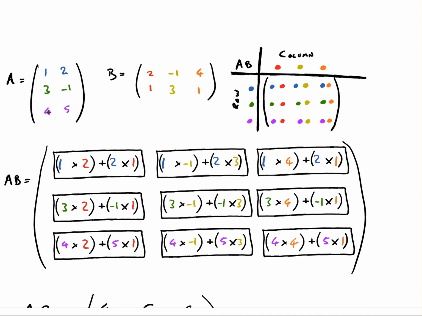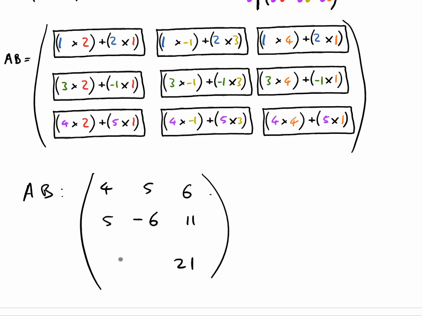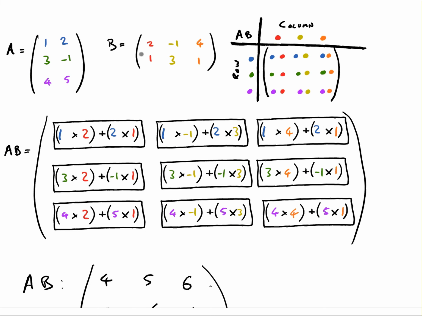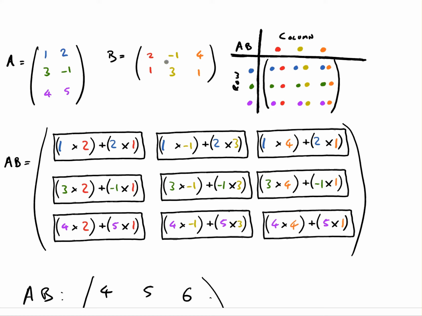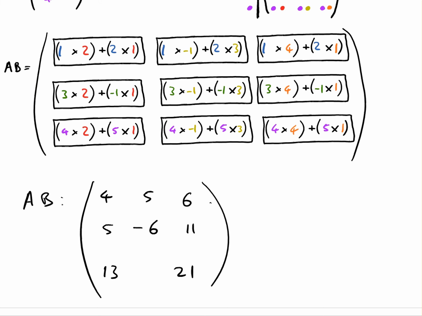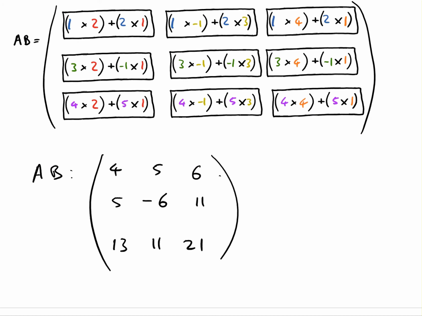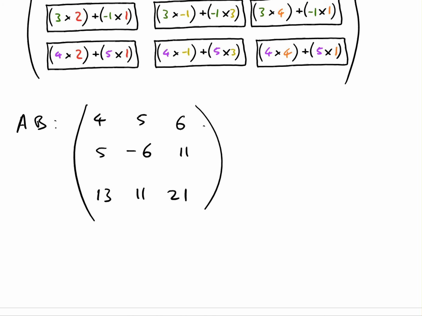Okay, let's do this element here, which is third row, first column. So we got 4 multiplied by 2, which is 8, plus 5 multiplied by 1, which is 5. So we got 8 plus 5, which is 13. And then we got 4 multiplied by minus 1, which is minus 4, plus 5 times 3, which is 15. So we've got 11, which goes in here. And that's our matrix. This is A times B.